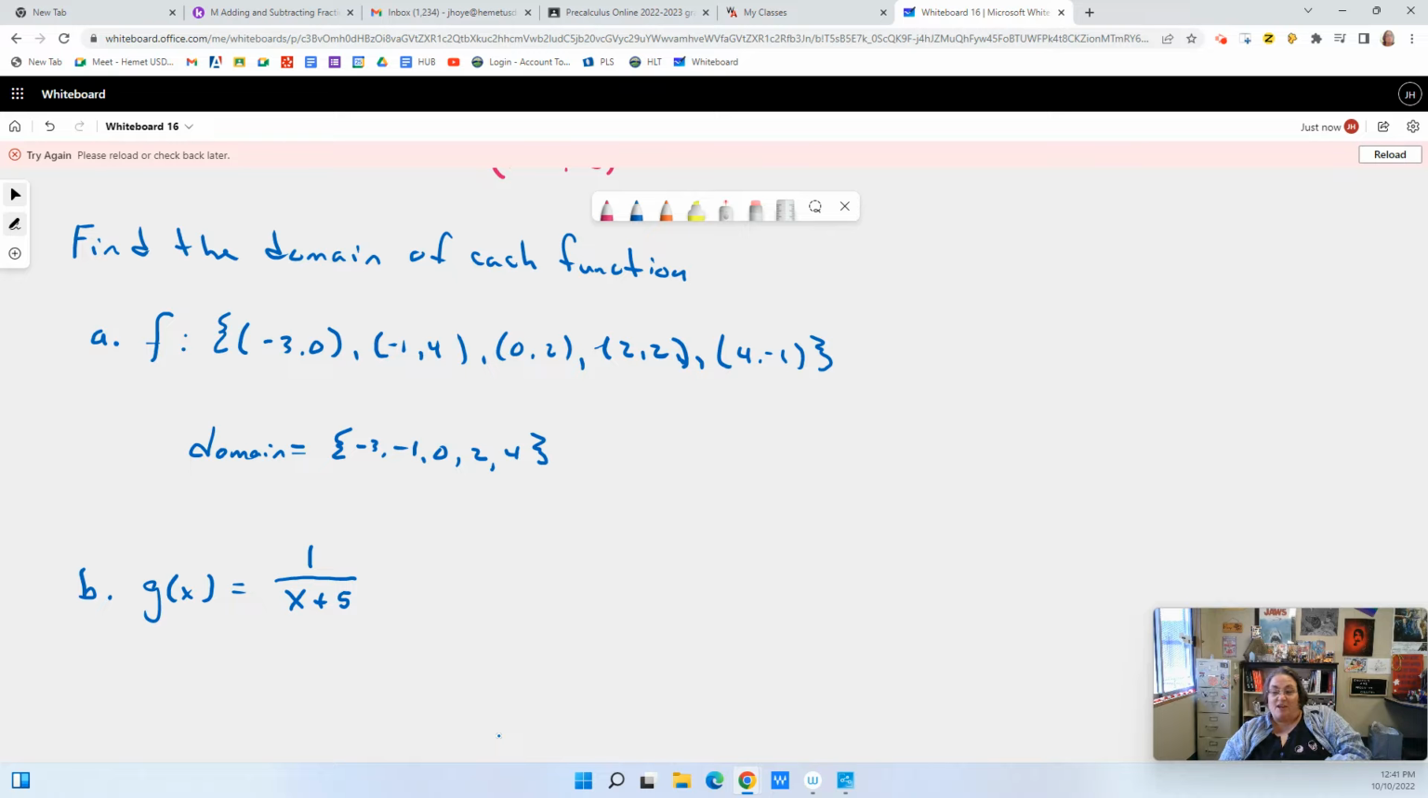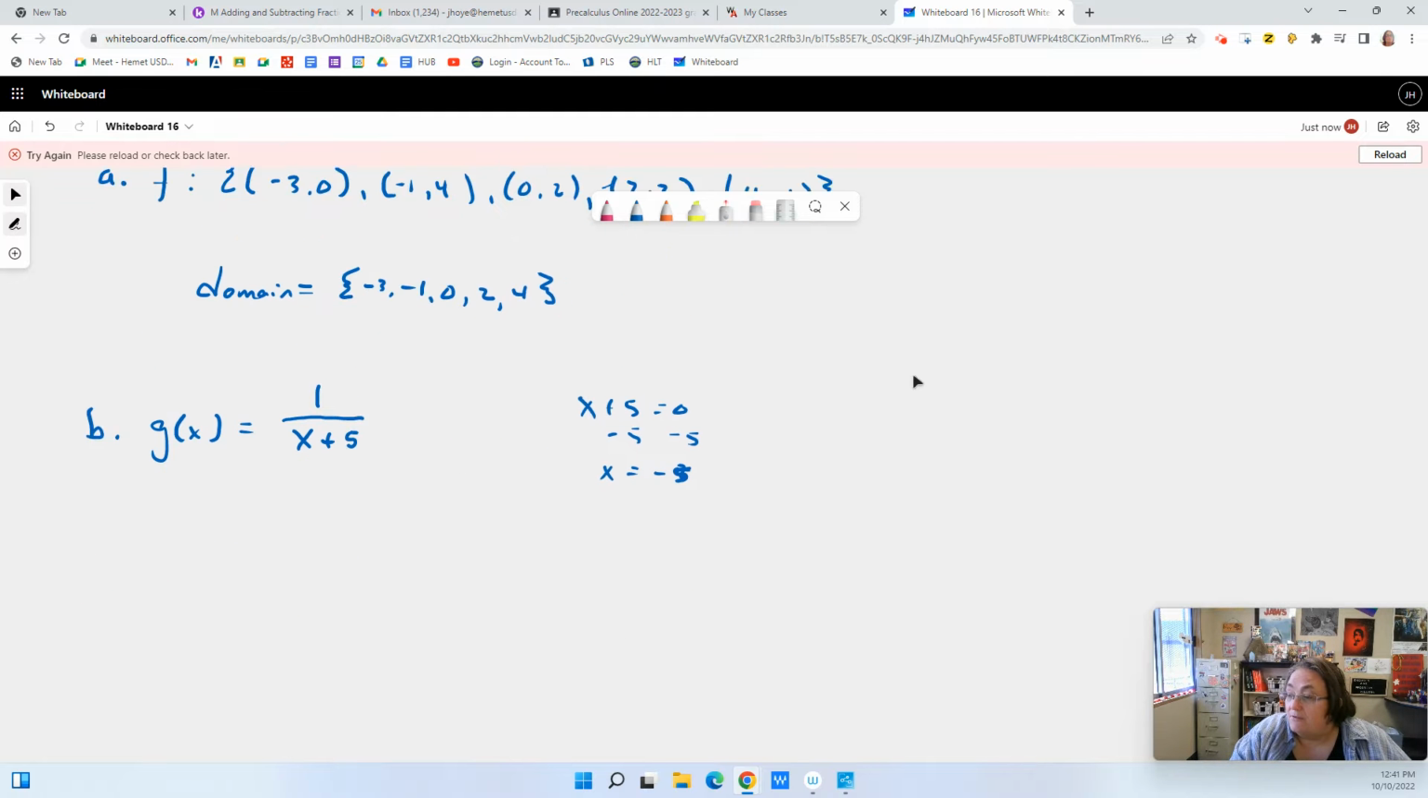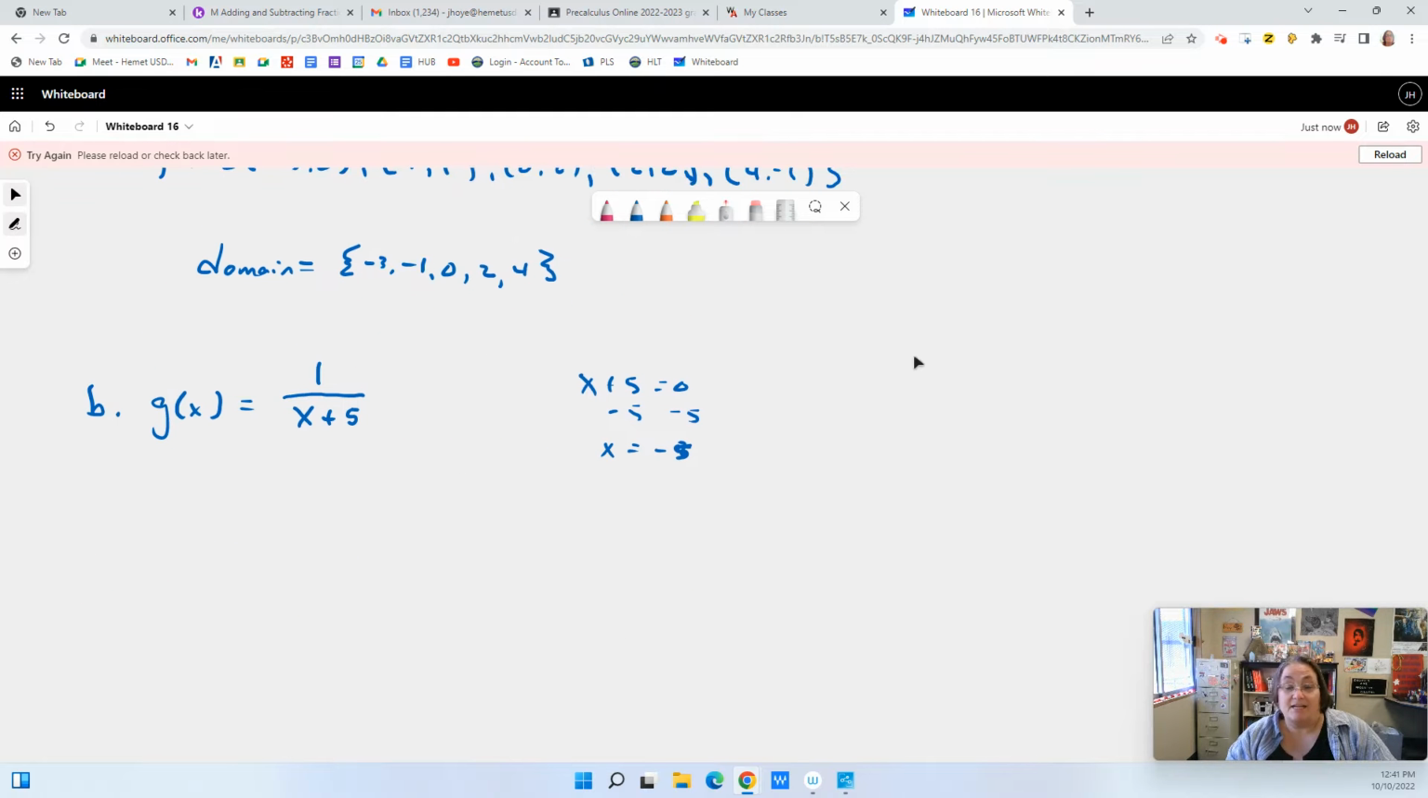So I have x plus 5. What would make that 0? Kevin says -5, which makes sense. If I had x plus 5 equals 0, I would subtract 5 from both sides. So x equals -5 is the one thing we can't have, right? Anything else is okay in the denominator. Every other number is okay to have in that denominator.